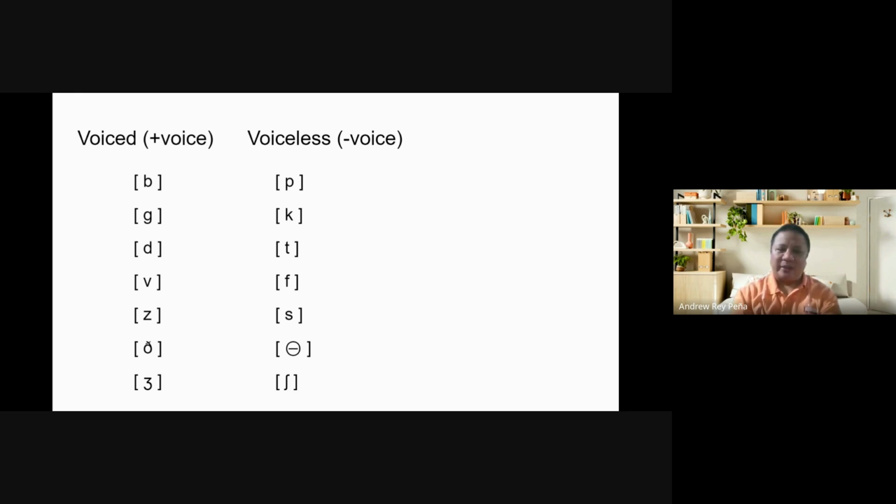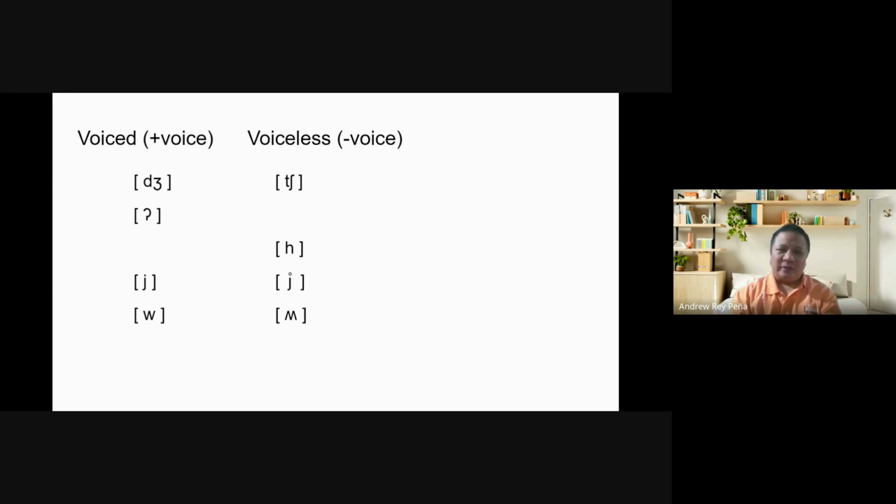Then we have the palatal fricatives. One is voiced, which is found in words like treasure, measure, seizure, vision, and mirage. The other one is voiceless. It's palatal, it's voiceless, it's a fricative. It's found in such words as shell, seashell, shall, shore. These are phones in English that are pairs. One is voiced, the other one is voiceless.